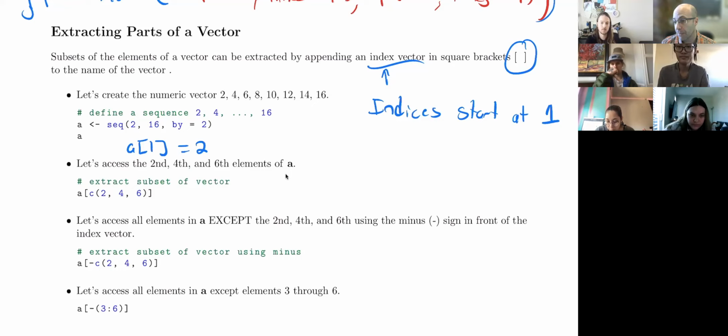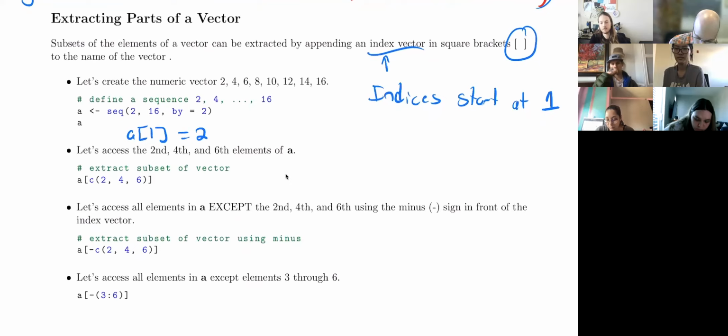But oftentimes we want to pull off several entries of a vector, and sometimes we want that determined by a logical condition. Is this thing bigger than or equal to some number or something like that? We can pull off multiple values at once just by giving a vector of the positions we want. So this would pull off the second, the fourth, and the sixth entry of the vector. Not the numbers 2, 4, and 6, but the second number in that vector, the fourth number in that vector, and so on.